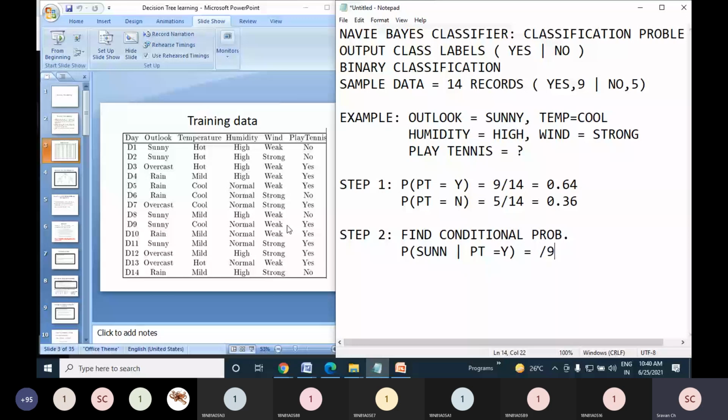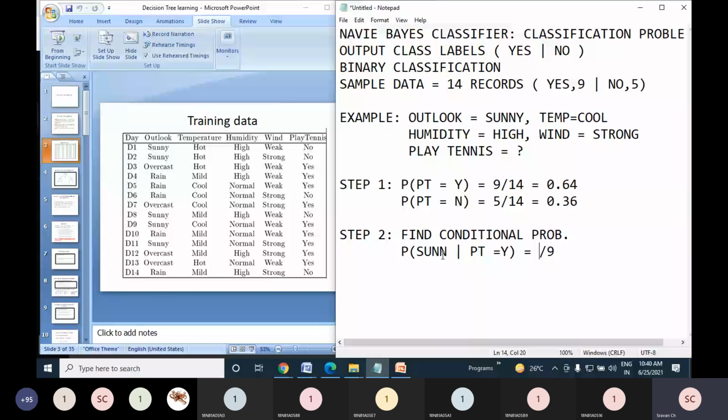Now you have to look at the data set on the left side. Wherever there is sunny in the outlook parameter, look at the play tennis outcome variable. D1, sunny, play tennis no. Sunny, no. Then D8, sunny, no. D9, outlook variable is sunny and play tennis is yes. So this is matching, one occurrence came. Similarly, D11, outlook variable is sunny and outcome is yes.